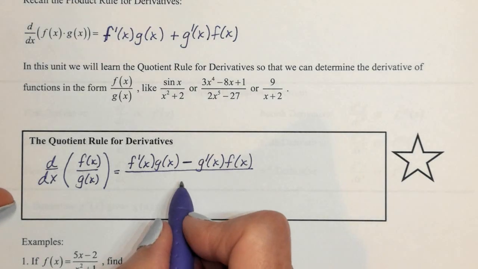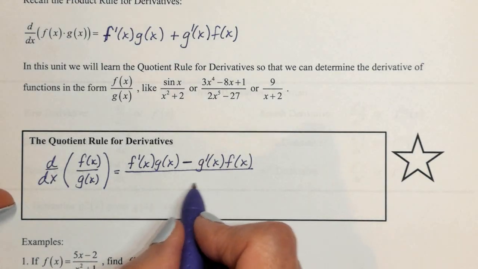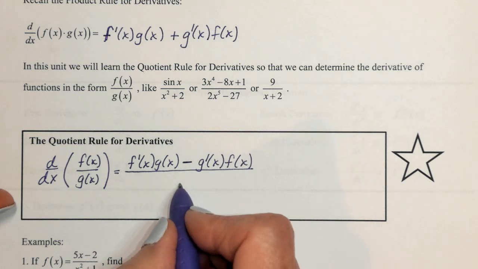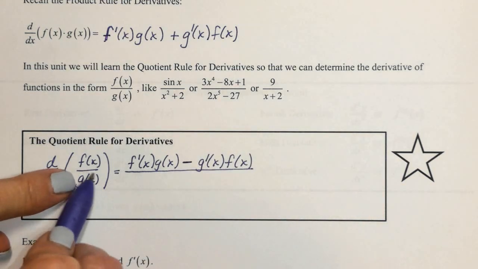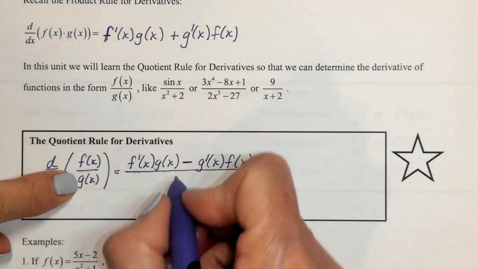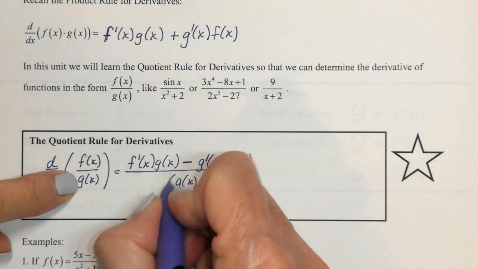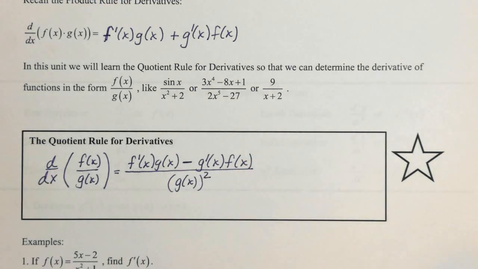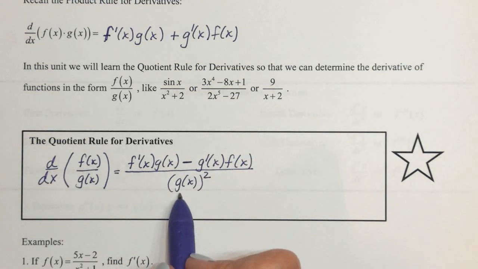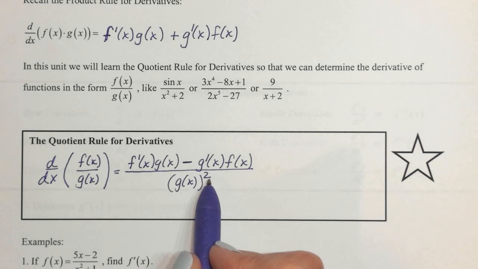In the denominator, no derivatives. No derivatives in the denominator. Take your denominator as it is, whatever function is there, and square it. I call this the denominator left alone but squared.